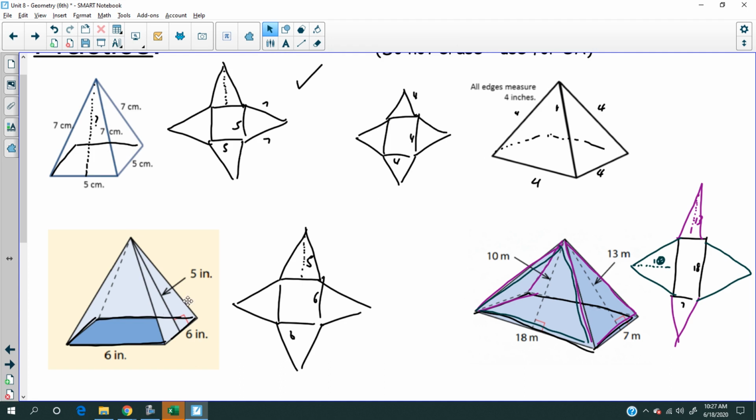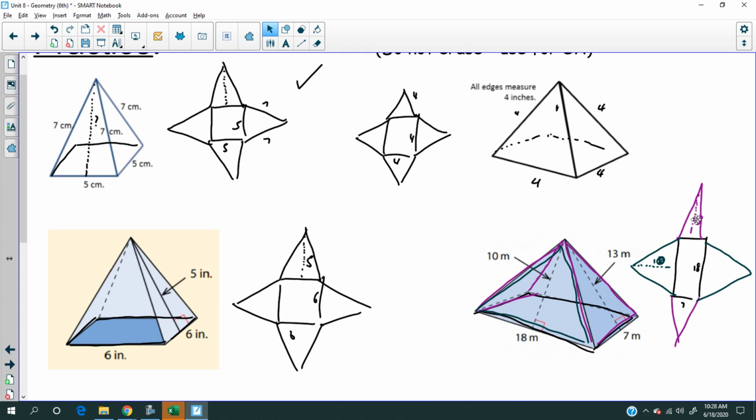Now the last 2, much improved. Okay, it's a 6 by 6, and then the height of the triangle is 5 inches. Okay, so that's good. This last one, notice how the sides are different, right? So this is not a square. This is a rectangular base. So here we have 7 by 18.